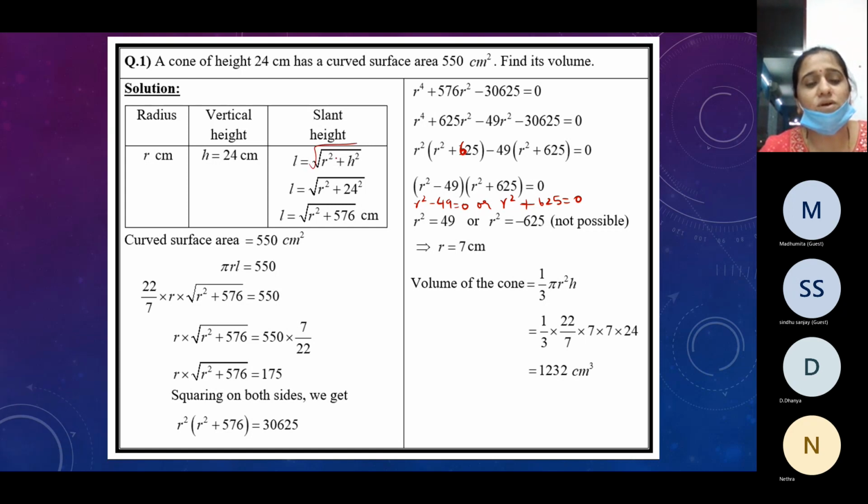L is equal to root of h square plus r square, that is, h square plus r square, which is 24 square plus r square, so r square plus 576. And I've substituted this here, instead of L. I've worked that part here itself. So instead of L, I have substituted root of r square plus 576.